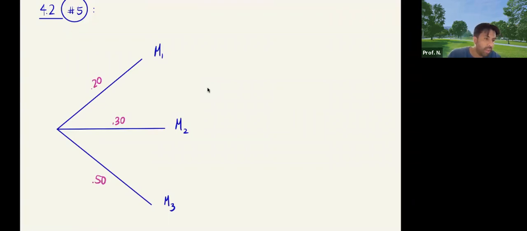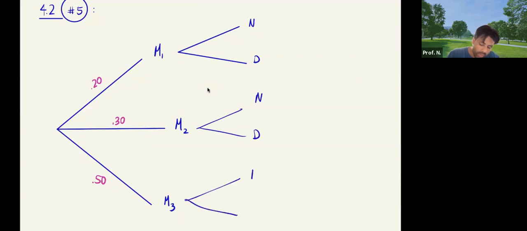Now from M1, I can have either defective or non-defective. I'm going to write this as N and D. So I either have non-defective or defective items from machine 1, non-defective or defective items from machine 2, and non-defective or defective items from machine 3.